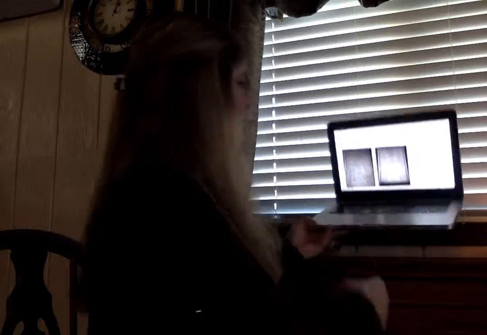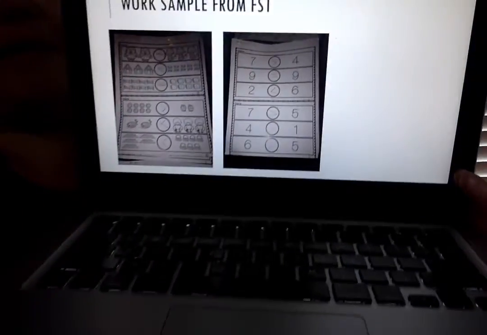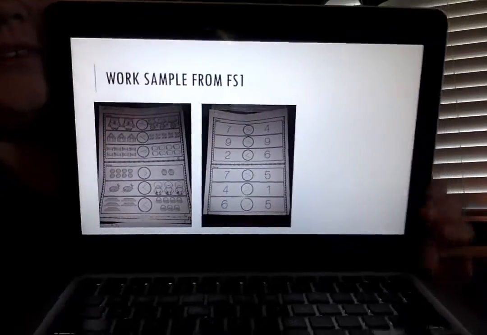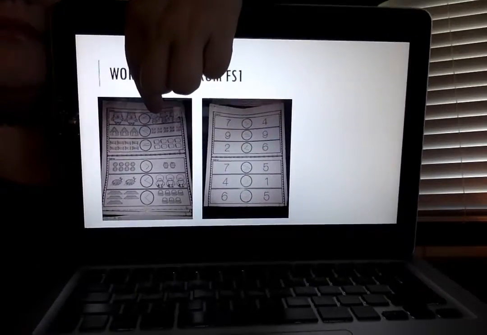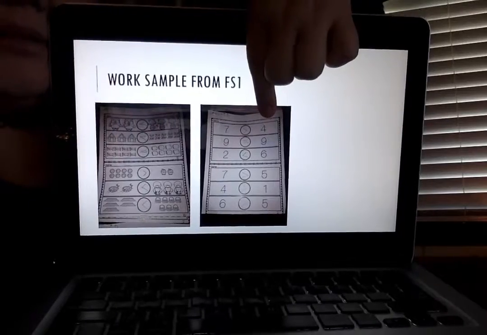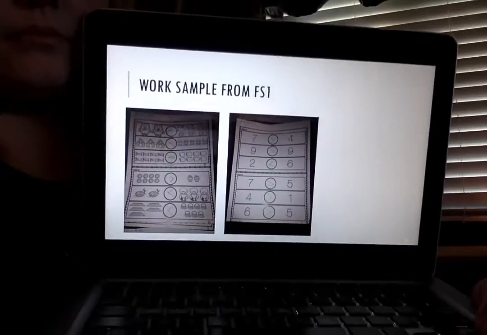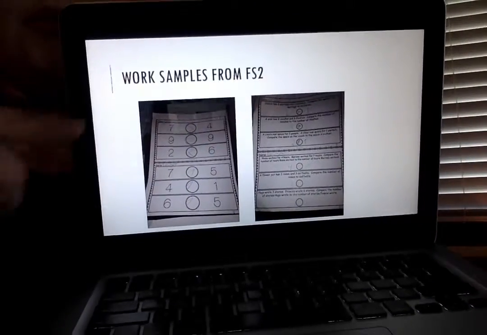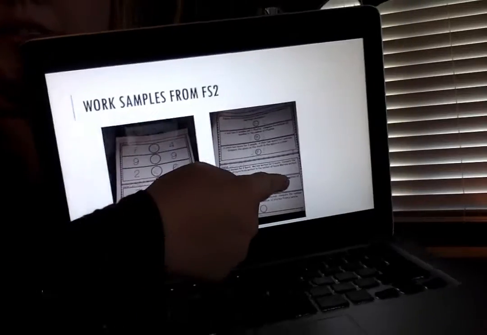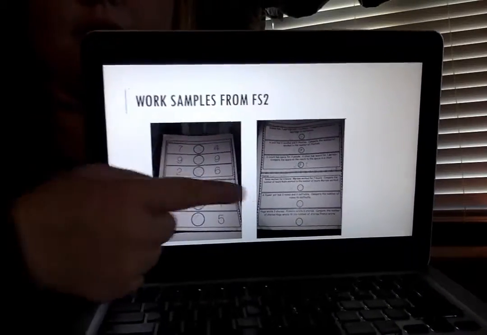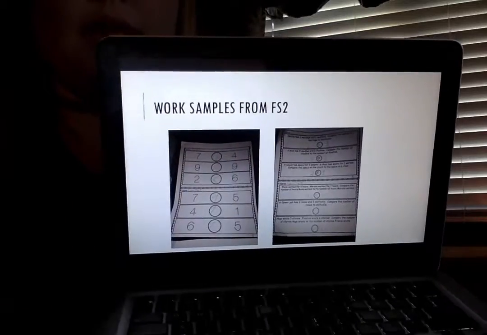And I'll also show the different assessments that I had as well. Each of my focus students had different assessments. This is the work from my focus student 1. This was his pre-assessment, and this was his post-assessment. As you can see, this one had pictures and this one had numbers. For focus student 2, this was his pre-assessment and this was his post-assessment. This was his word problems, which he did very well on.